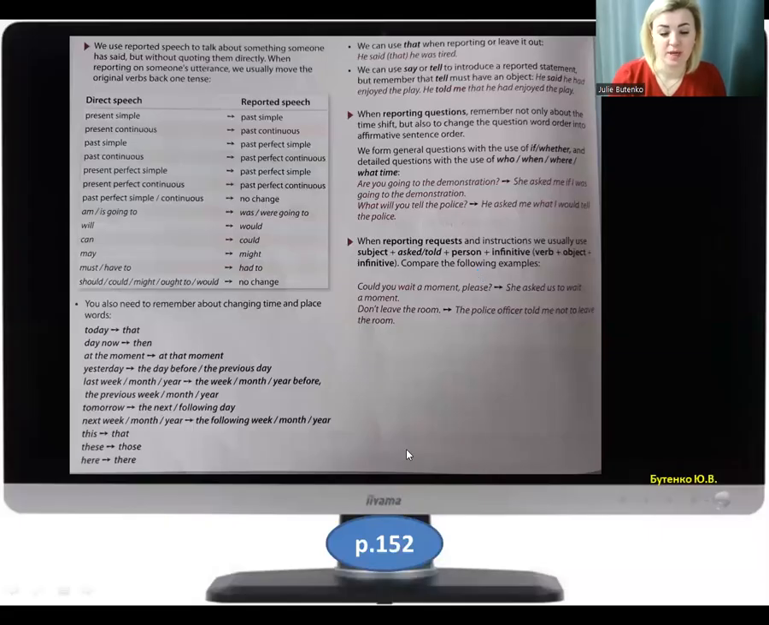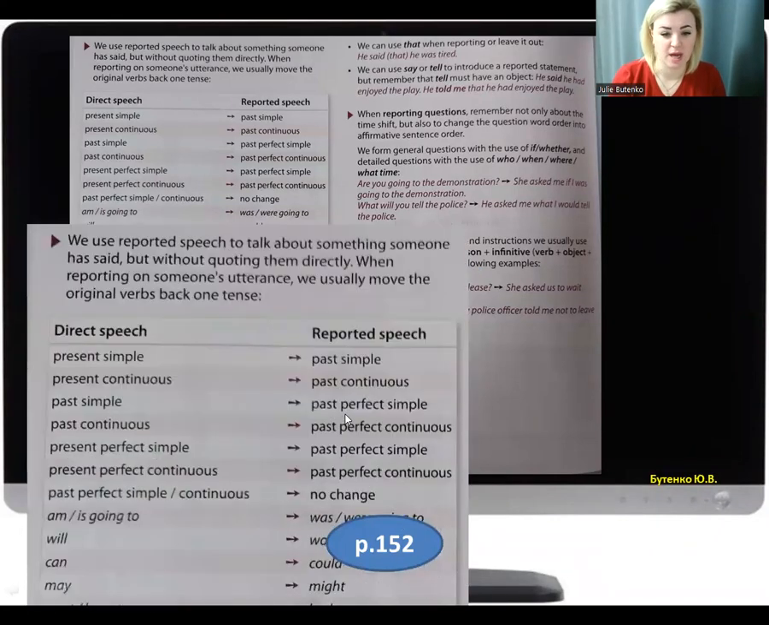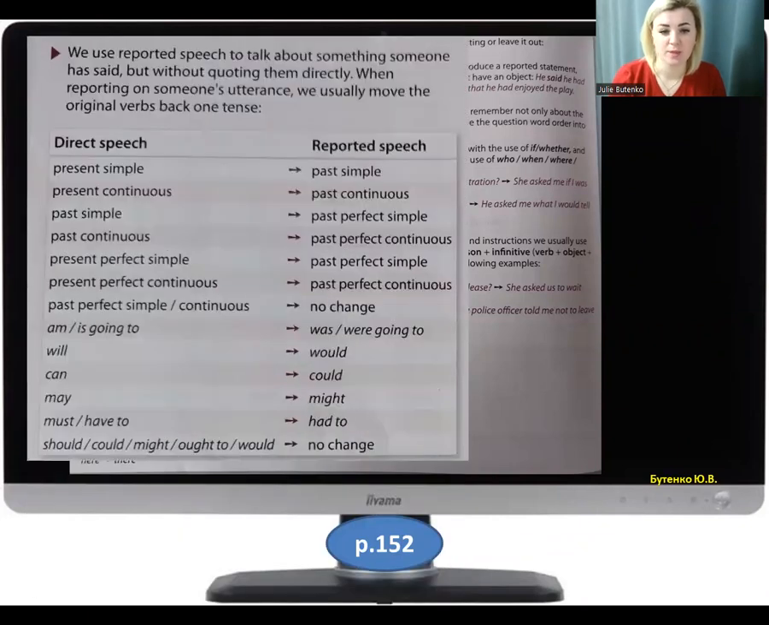Open the books on page 152 or look at my screen. Here we have got some rules. The first one we must remember is the time shift. In reported speech, we use past tenses. Be attentive, past tenses. But such modal verbs as should, could, might, ought to, and would don't have any change.